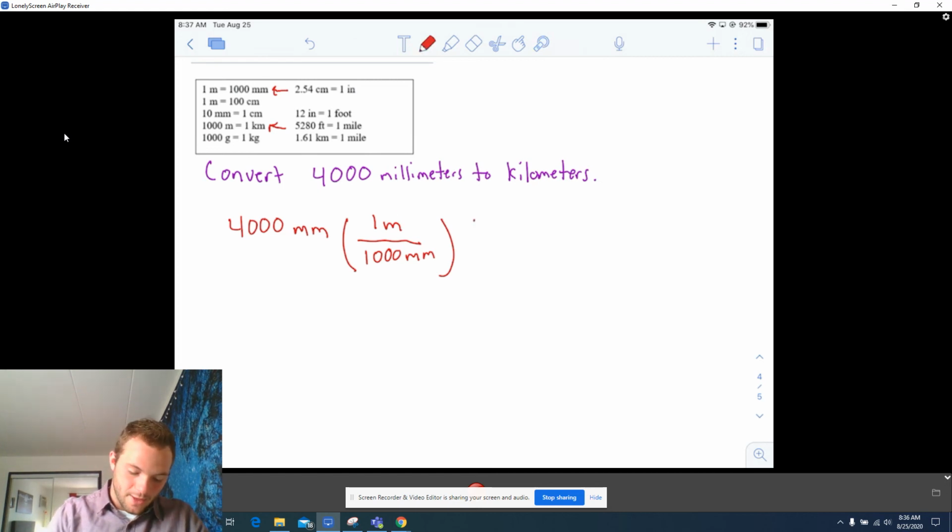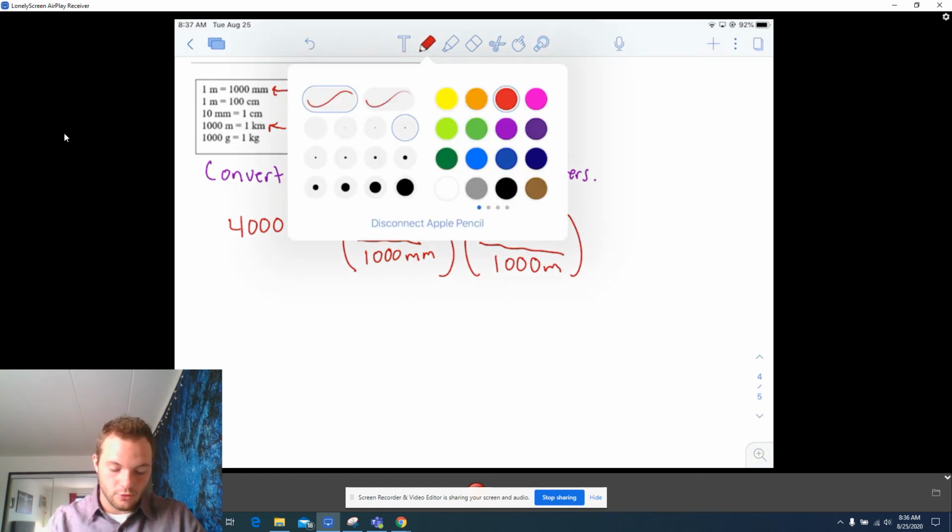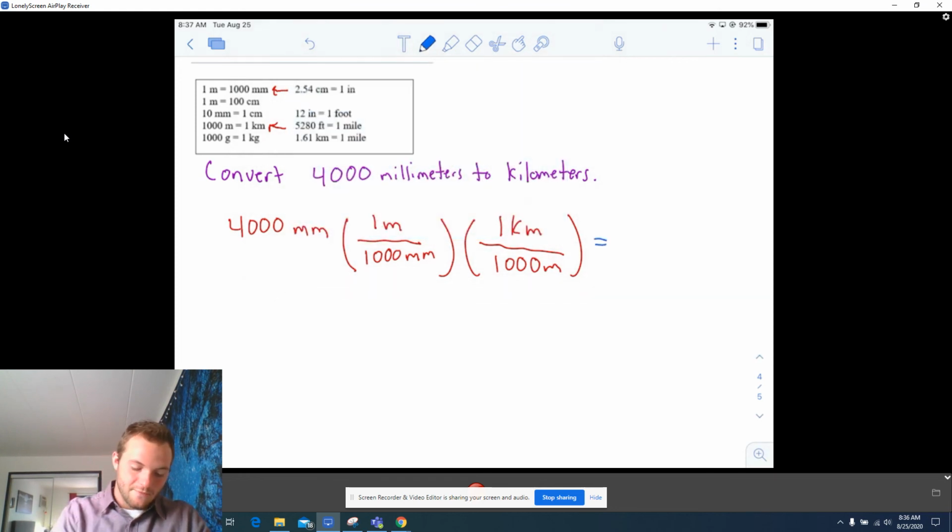And then I can multiply this by 1,000 meters for 1 kilometer. And notice why I'm putting the fractions this way and not flipped is because I have the units in mind. So if I go to do a unit check real quick, I have millimeters over millimeters, those cancel. I have meters over meters, those cancel. I'm left with kilometers.